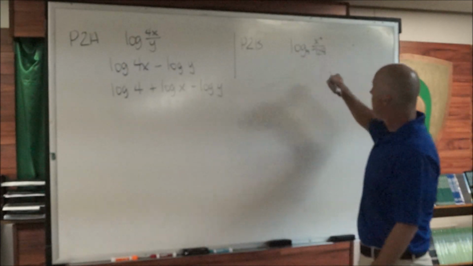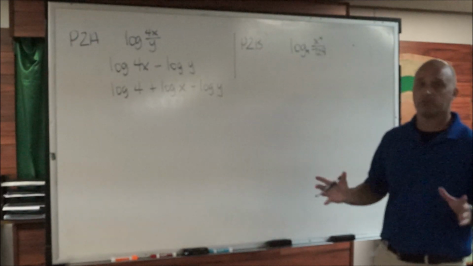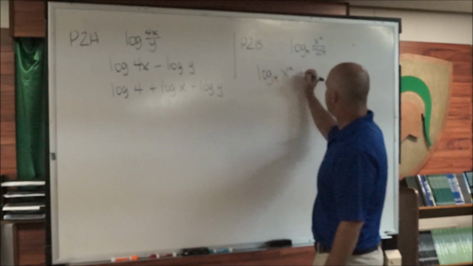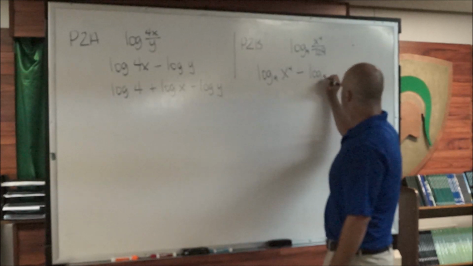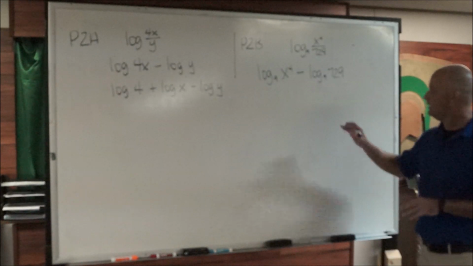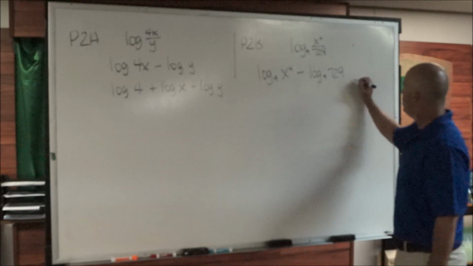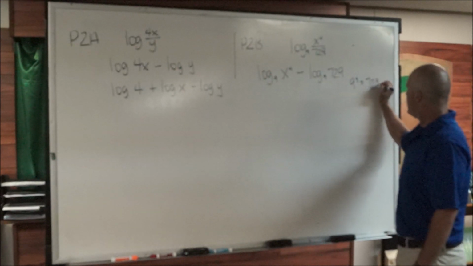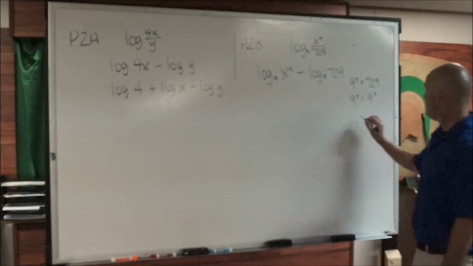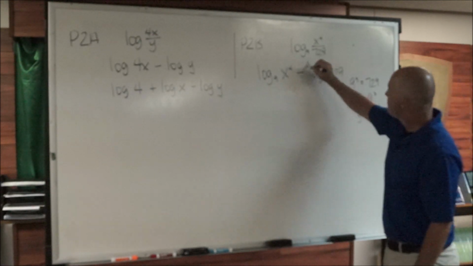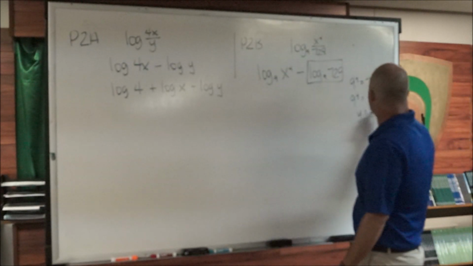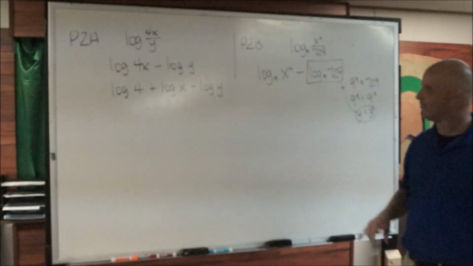So again, what we can do to expand this, we've got division here, so that means that we're going to have subtraction. So log base 9 of x to the 4th minus log base 9 of 729. Now what we would do is we would say, okay, is there anything we can do with this 9 and this 729? So if we go 9 to the y equals 729, what we would find out is 729 is equal to 9 cubed. So that means that y is equal to 3. So this entire part right here is the same thing as saying 3.